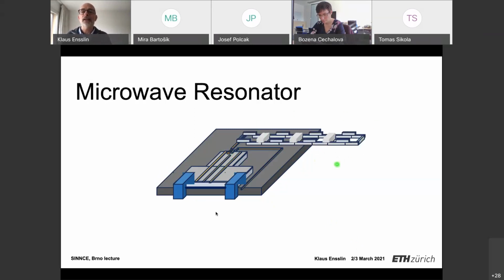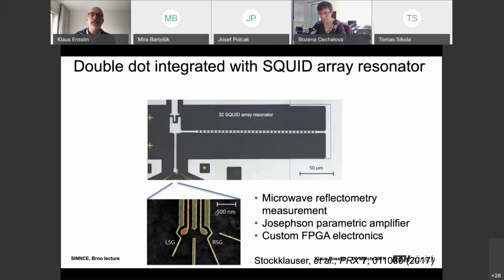In this particular case, it's a squid array resonator, but the details don't matter so much. And this has one electrode that actually connects directly to the quantum dot. So there are Josephson junctions here, and that's the real picture. So that's a resonator. So there's a microwave field resonant in this cavity here.